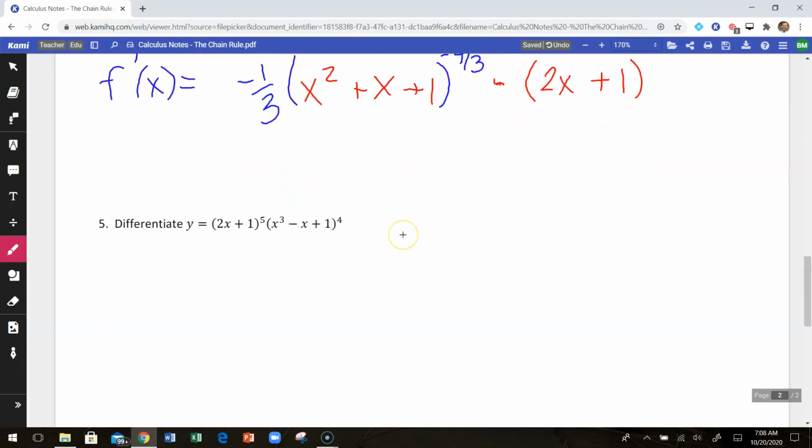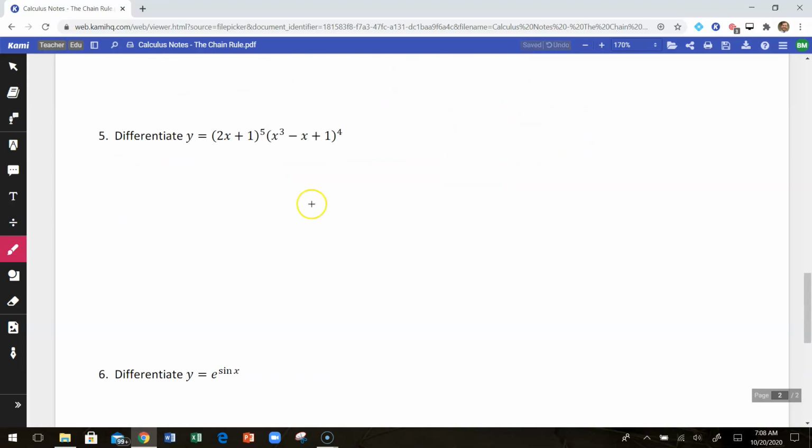Okay. Number 5, 2x plus 1 to the 5th times 3x to the 3rd minus x plus 1 to the 4th. So a couple different things going on. First, we have a product, right? It's multiplication here. So I've got 2x plus 1 to the 5th power, that's my first function, multiplied by x to the 3rd minus x plus 1 to the 4th power. So what I actually need to start with here is the product rule.